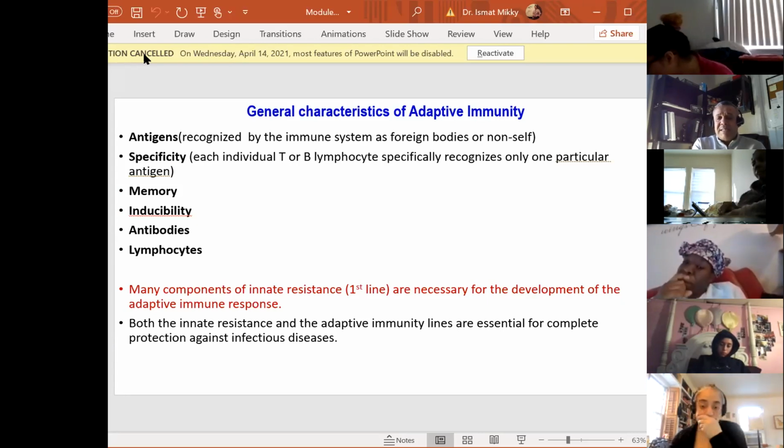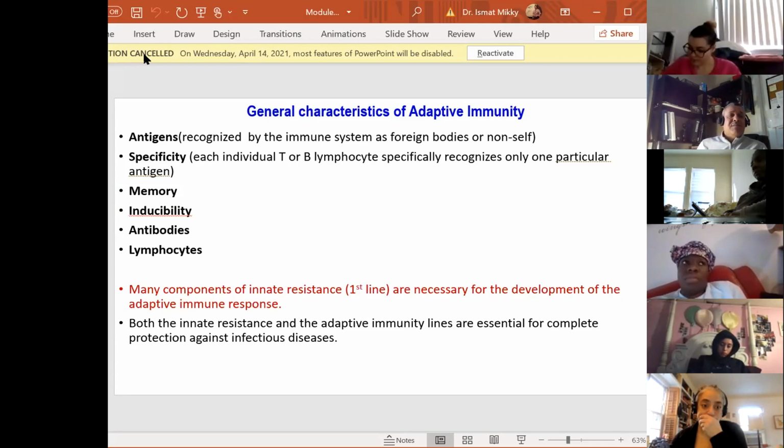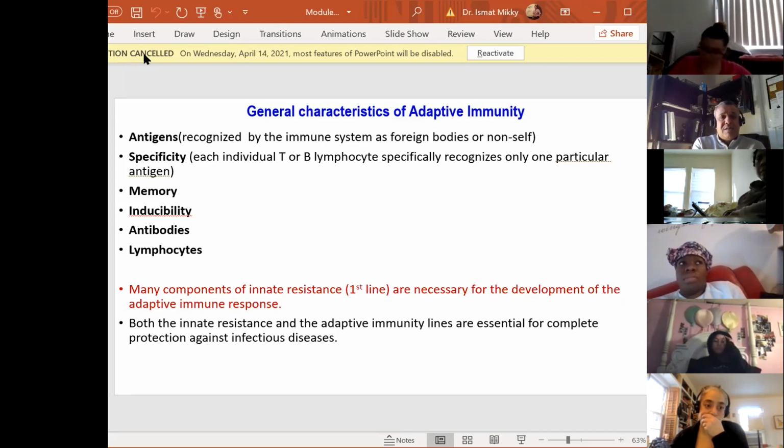So the immune system has certain features that are different from the other systems, right? One of the first features is that there are antigens that are going to be recognized by the immune system. The immune system is one of the most intelligent systems in our body. It's going to find out who is the invader, who is the foreign body, who is going to attack our body, and it is going to react.